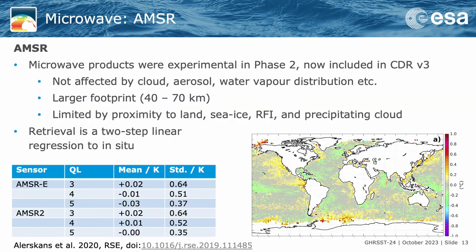Microwave SSTs from the AMSR and AMSR2 instruments were experimental products in version 2, but were not included in the main climate data record. We are now including them in the main CDR with version 3. The retrieval is a 2-step linear regression to in situ data, with quality level 5 data showing similar accuracy to the AVHRR sensors with a standard deviation of around 0.35 Kelvin.